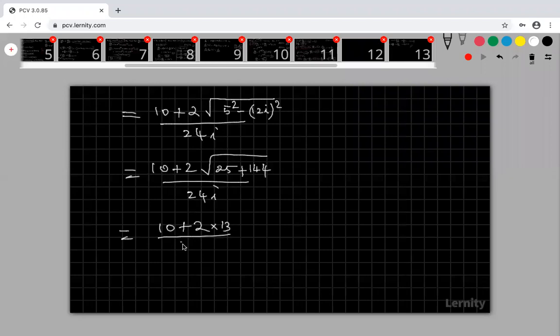13 divided by 24i. So therefore, this is 10 plus 2 into 13. 2 into 13, that is 26. So this is 26 plus 10, that is 36, divided by 24i. Cancel by 12, this is 3 times, this is 2 times. So therefore, 3 by 2 of i. Are you okay? Any doubt?